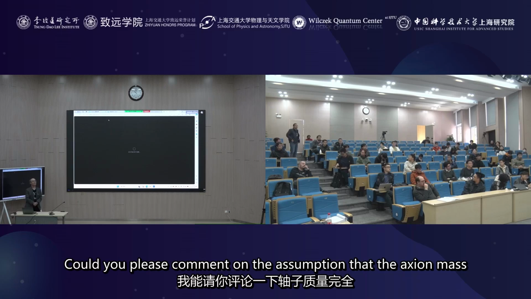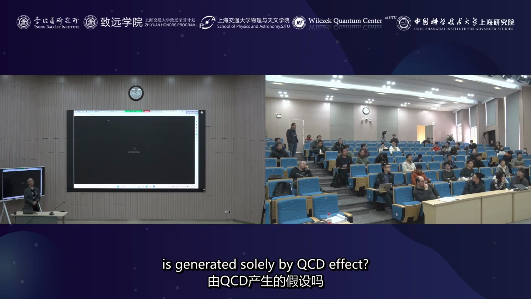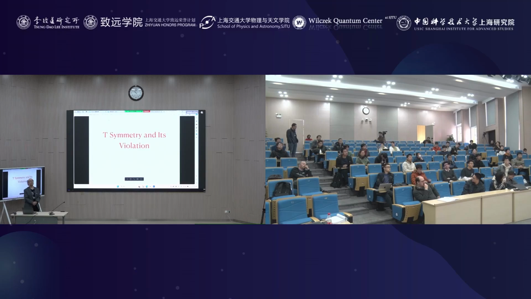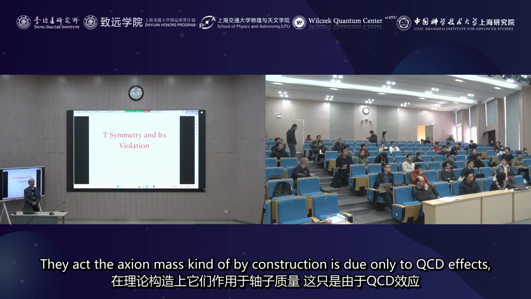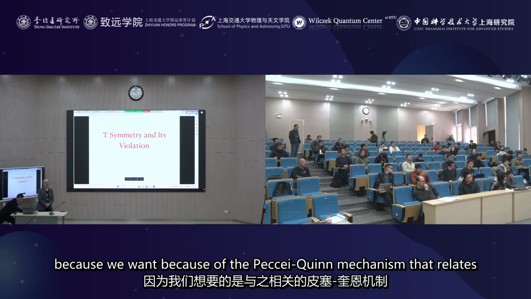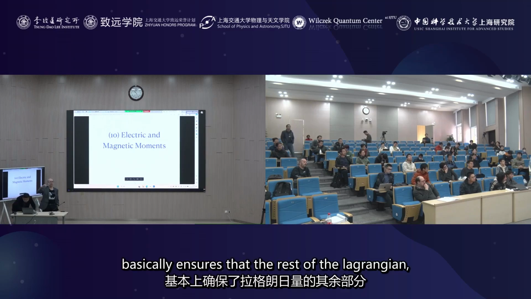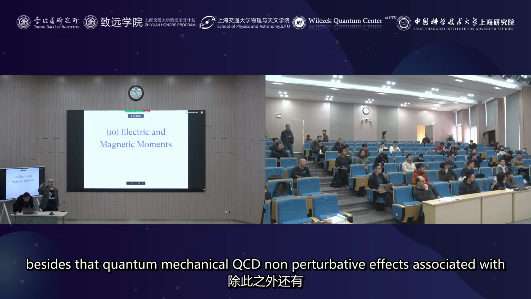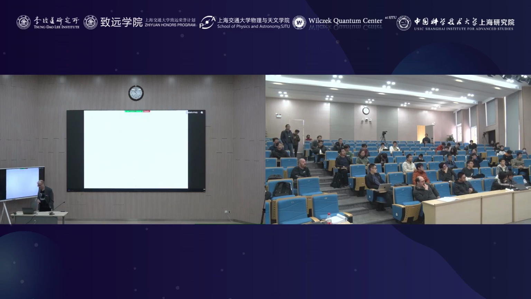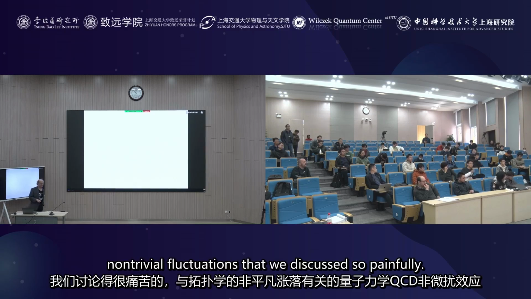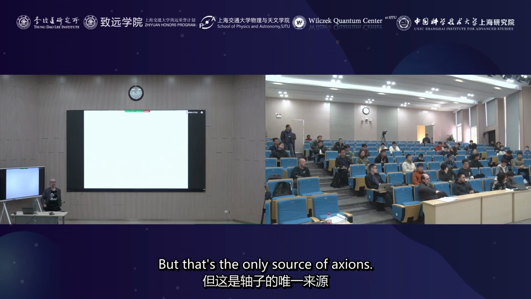Hi. Could you please comment on the assumption that the axion mass is generated solely by QCD effects? Well, the axion mass by construction is due only to QCD effects because of the Peccei-Quinn mechanism, the Peccei-Quinn symmetry that basically ensures that the rest of the Lagrangian, besides the quantum mechanical QCD non-perturbative effects associated with topologically non-trivial fluctuations that we discussed so painfully, is not a source of axion mass.